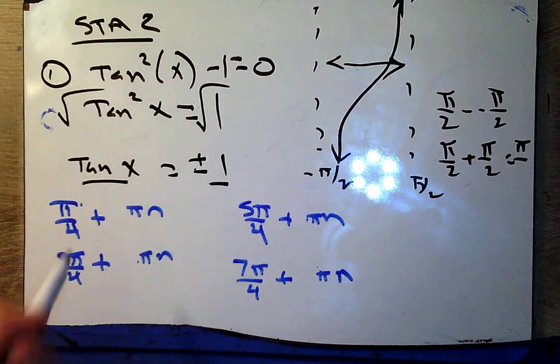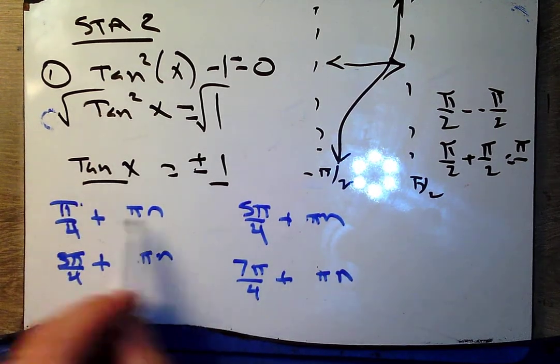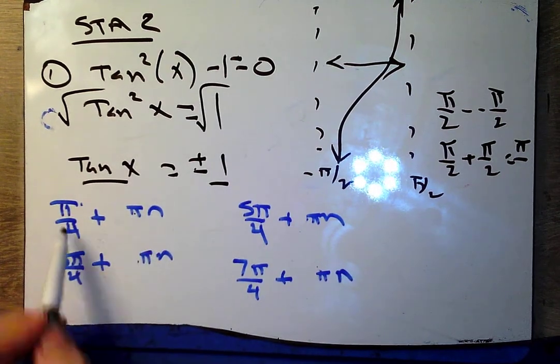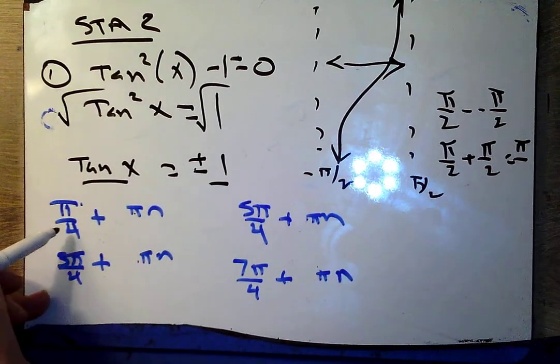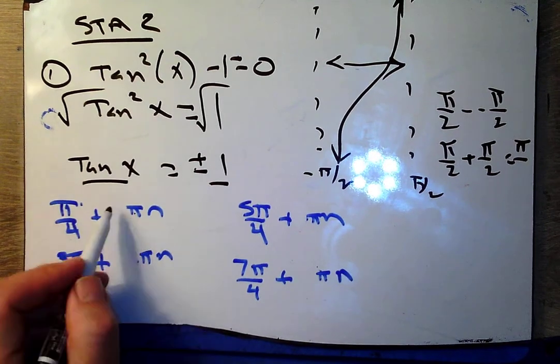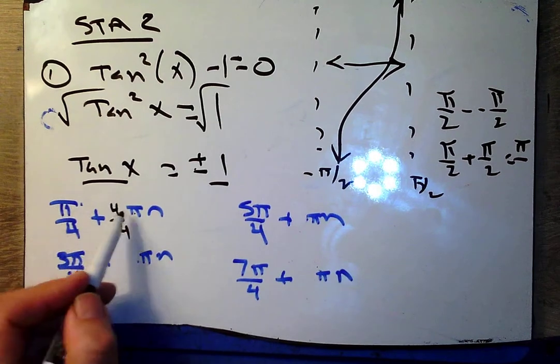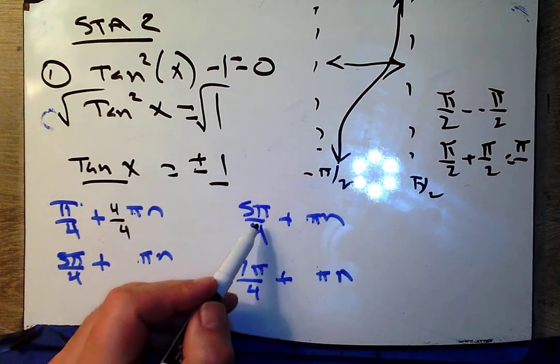Okay, so here we go. Now this. Well, let's think about adding pi to this number. So this is pi over 4. So that would be 4 over 4. But wait a minute. If I add 1 pi over 4 plus 4 pi over 4, don't I get 5 pi over 4?